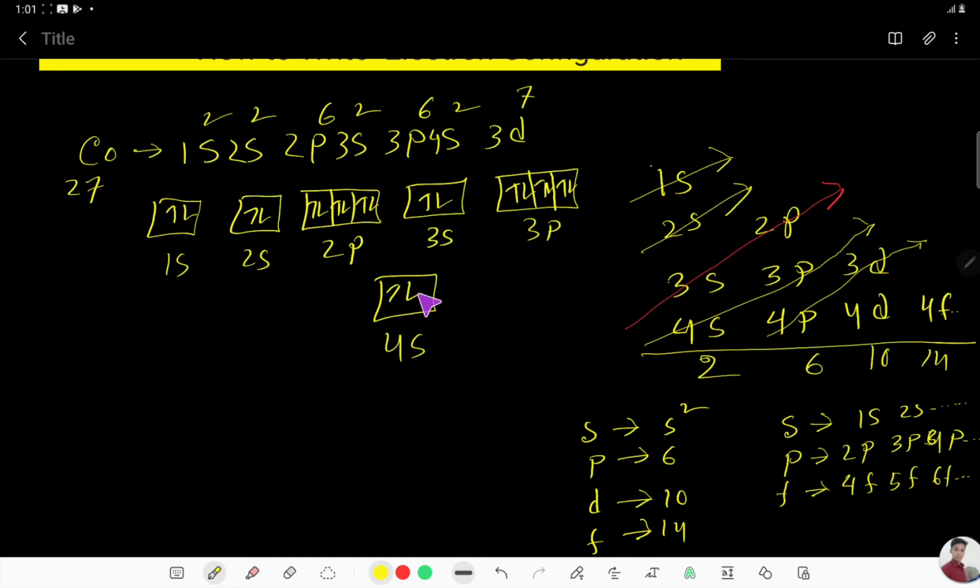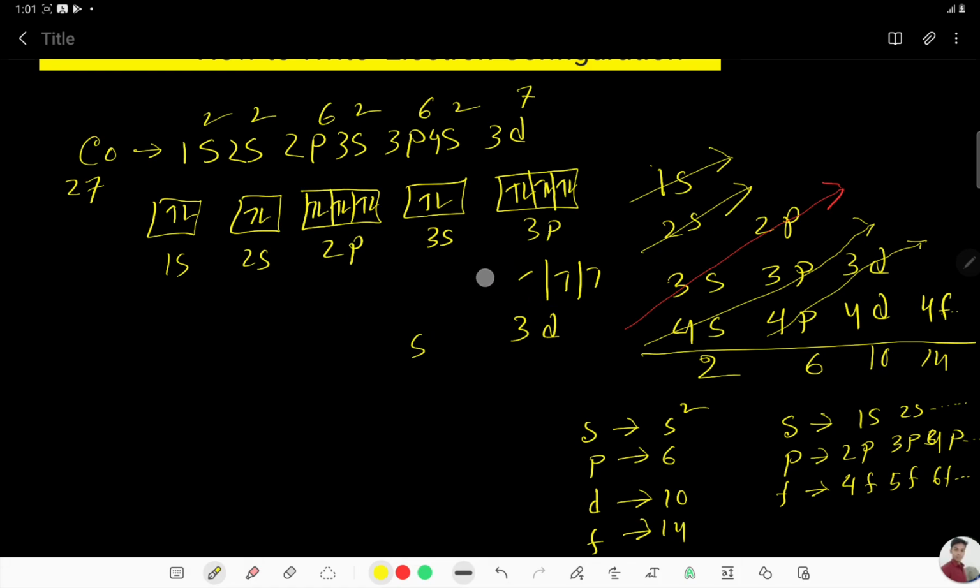4s has 2, then we have 3d. D has 5 orbitals, 1, 2, 3, 4, 5. This is 3d. So at first you have to place 1, 1, 1, 1, 1. Then you have 7 electrons, so you have to pair up. So in cobalt we are getting 3 unpaired electrons, right? And look, so this is paramagnetic.